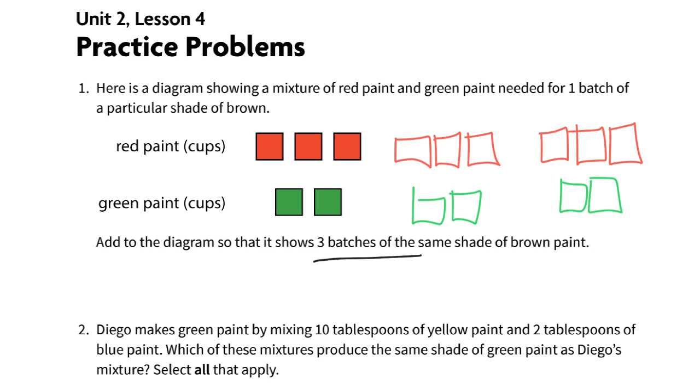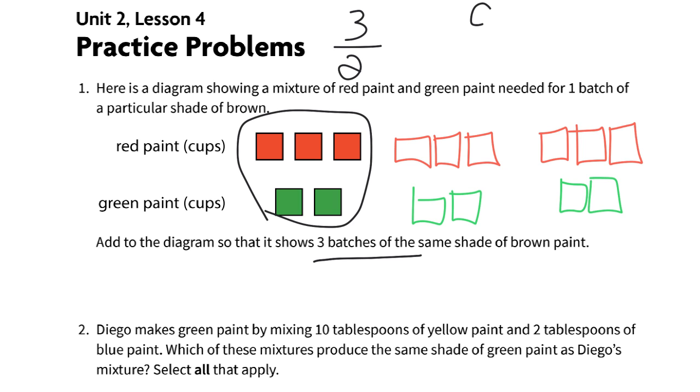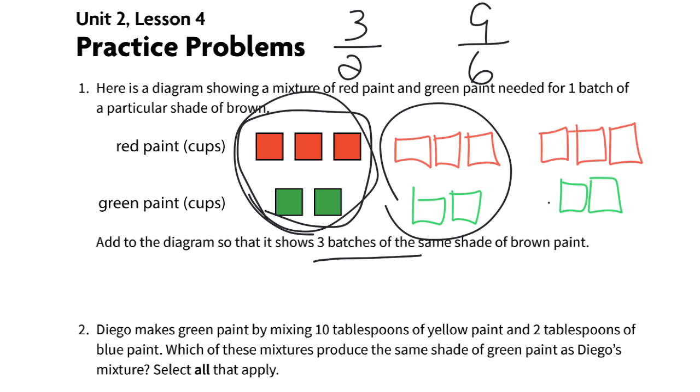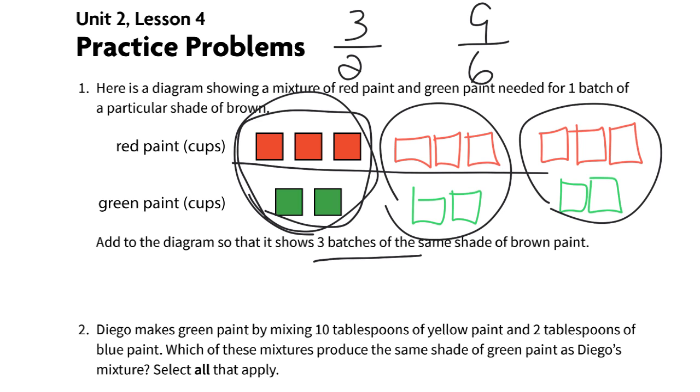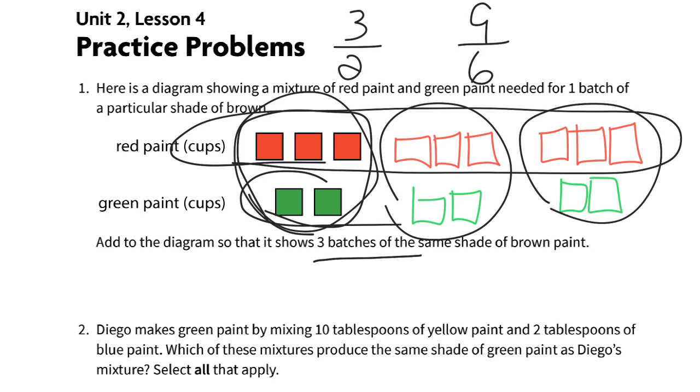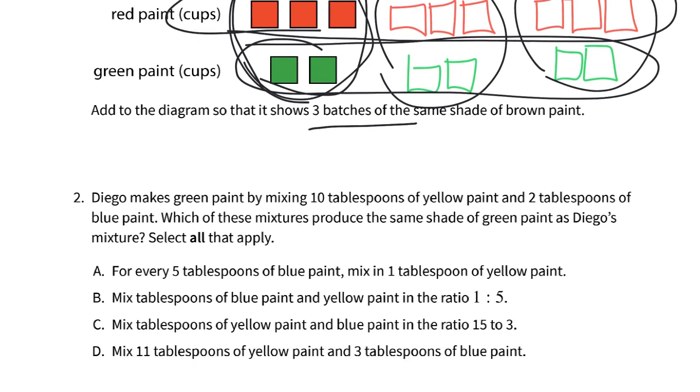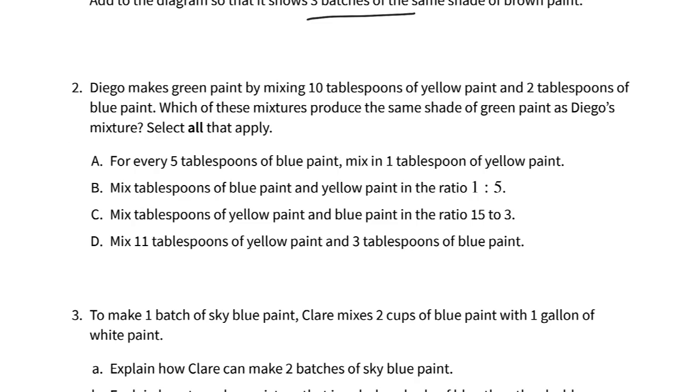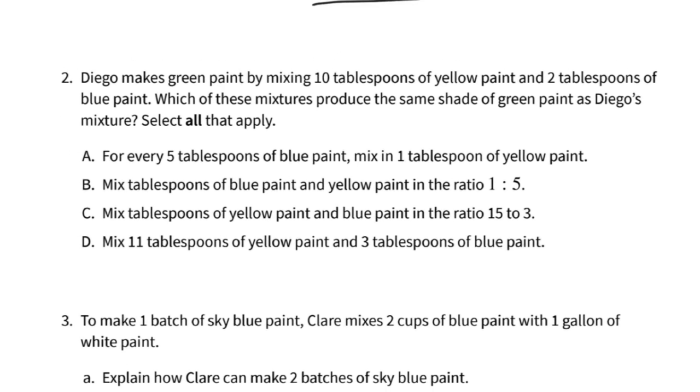And that's how we know that this original ratio, which is 3 to 2, is equal to 9 to 6, because we just took the original ratio and we tripled it, and now we have 9 reds and we have 6 greens. Beautiful. All right, Diego makes green paint by mixing 10 tablespoons of yellow paint and 2 tablespoons of blue paint. Which of these mixtures produce the same shade?